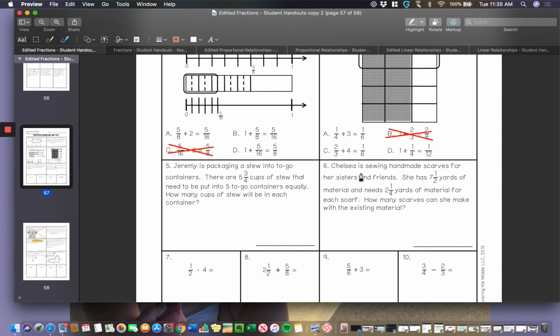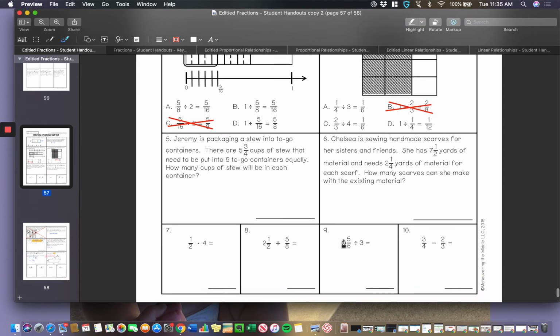Chelsea is sewing homemade scarves for her sister and her friends. She has 7.5 yards of material, and she needs 2 1/4 yards of material for each scarf. So how many scarves can she make with the existing material? So again, you are going to be dividing. So if I had 7.5 yards, you can divide that by 2 1/4 material to tell you how many scarves she can make.